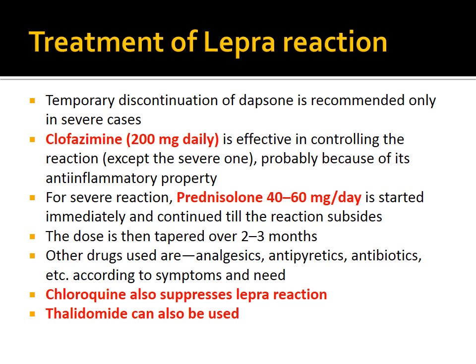Then the third drug which can be given in type 2 lepra reaction is chloroquine. Yes, it is an anti-malarial drug and it can be useful to suppress the type 2 lepra reaction. Apart from that, the fourth drug which can be given is thalidomide. We'll see in the next slide. So there are 3 C's which can be given in type 2: clofazimine, corticosteroid and chloroquine. The first 2 C's can be given in type 1, and apart from that, thalidomide.